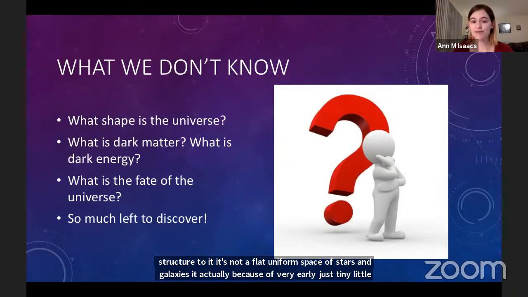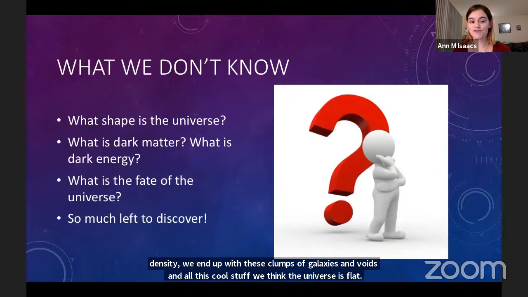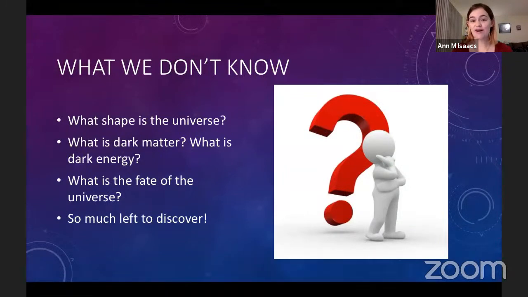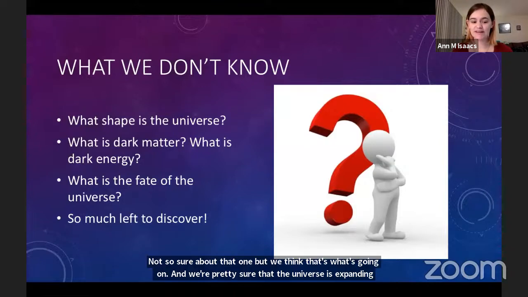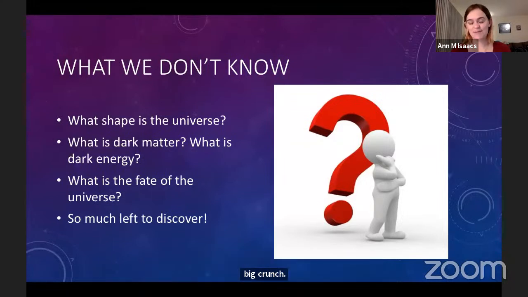How about what we don't know? We don't know for sure what shape the universe is. We think we know, but we don't for sure. We don't know what dark matter is. We don't know what dark energy is. We know a little bit more about dark matter than dark energy, but we still don't really know what they are. And there's a lot of ongoing experiments to try to detect dark matter, to learn what it is. And we definitely don't know the fate of the universe. We don't know what's going to happen next.